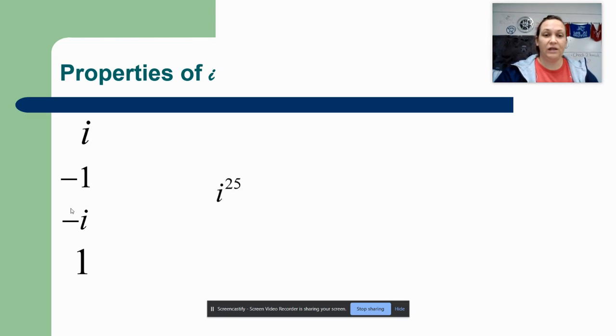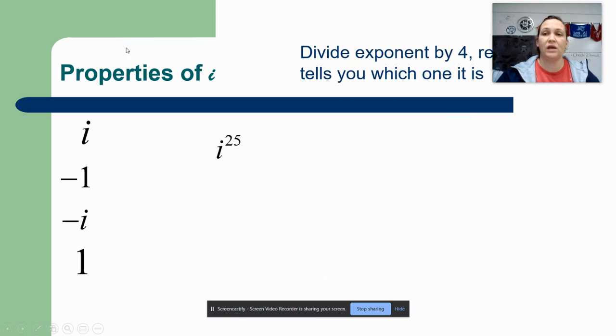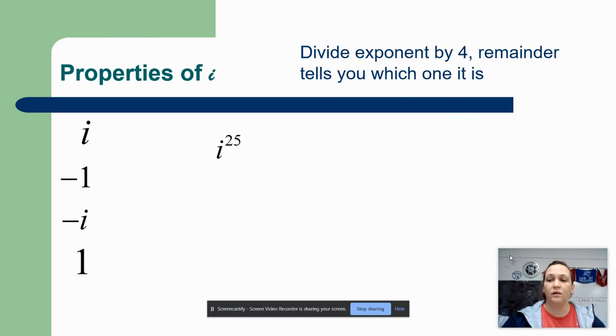All right, let's find i to the 25th. Now, in reality, if you really, really super wanted to, you could count to 25. You could go 1, 2, 3, 4, 5, 6, 7, 8, 9, 10, 11, 12, 13, and go all the way up to 25. That might take some time though. So instead, what we can do is divide the exponent by 4, since it's a cycle of 4, right? Since there are 4 numbers in the cycle.